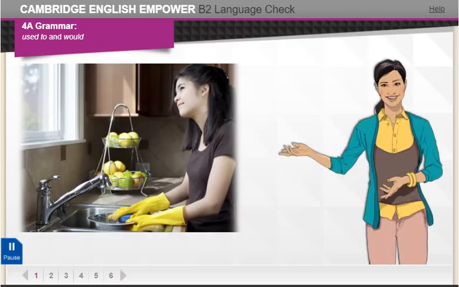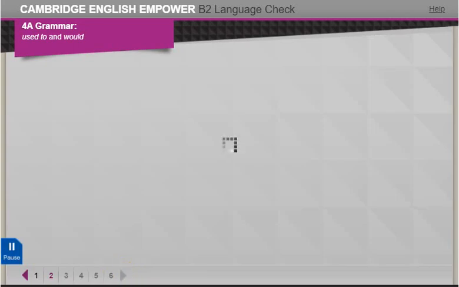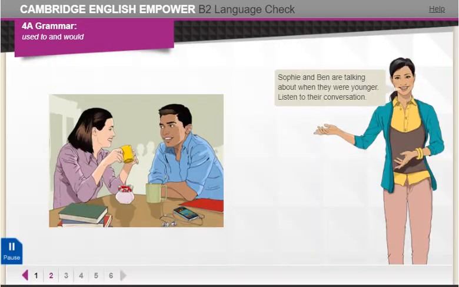In this unit, you studied ways of comparing the past and the present, such as used to or would. Let's have another look at this. Sophie and Ben are talking about when they were younger. Listen to their conversation.